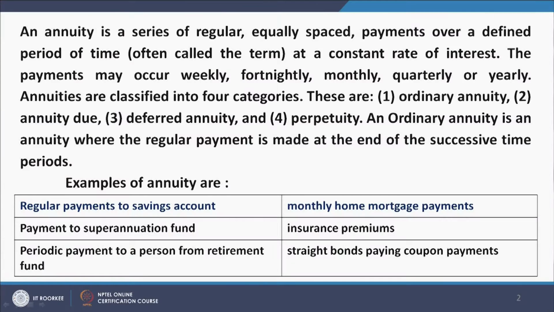Examples of annuities are regular payments to savings accounts, payments to a superannuation fund, periodic payments to a person from a retirement fund, monthly home mortgage payments, insurance premiums, and straight bonds paying coupon payments. Now, let us see the definitions of the different annuities.